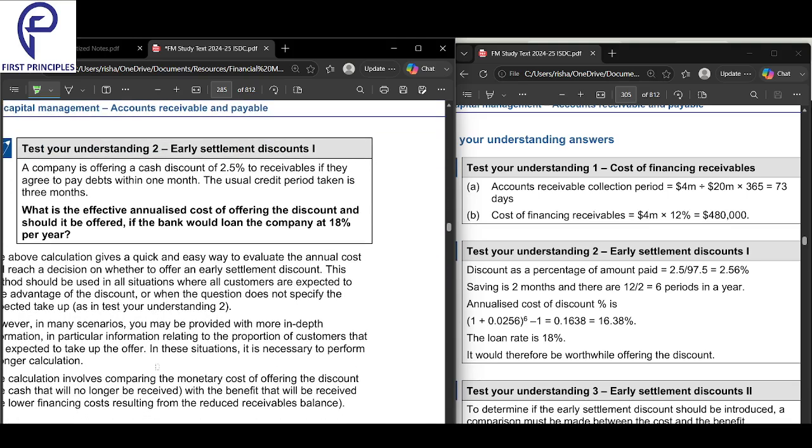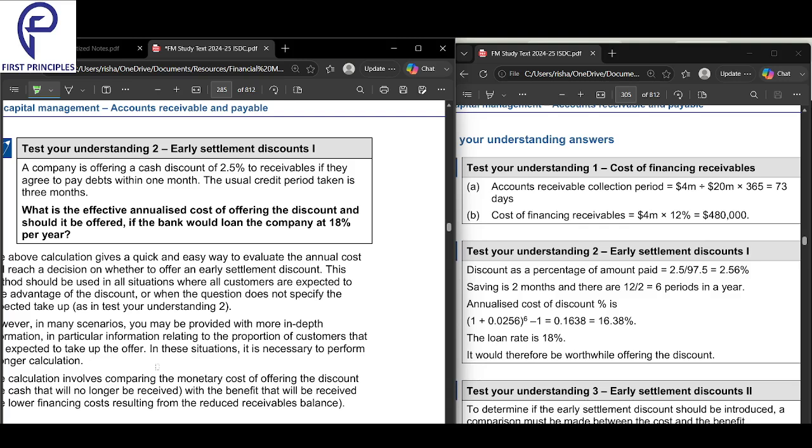A company is offering a cash discount of 2.5%. How much discount is the company offering? 2.5%, if they agree to pay within 1 month, when the usual credit period is 3 months. So what is the effective annualized cost of offering the discount, if the bank would give a loan at 18%? See, if you borrow from the bank, it's 18%.